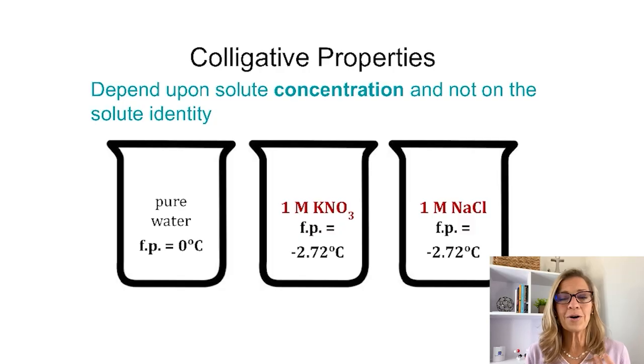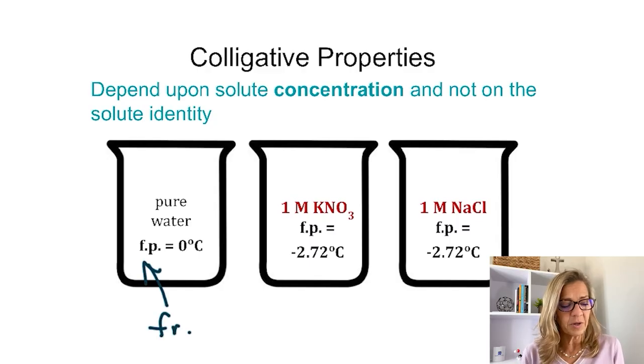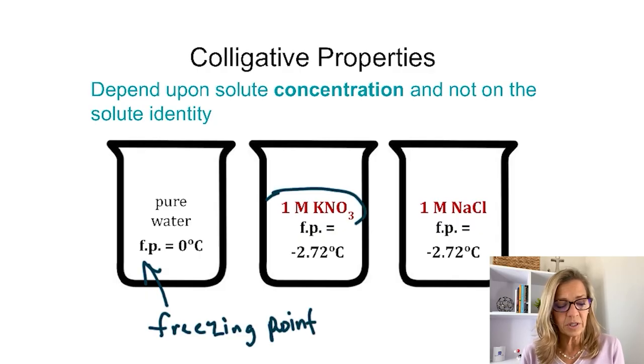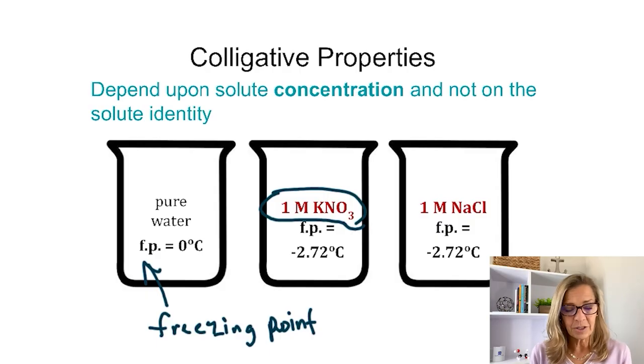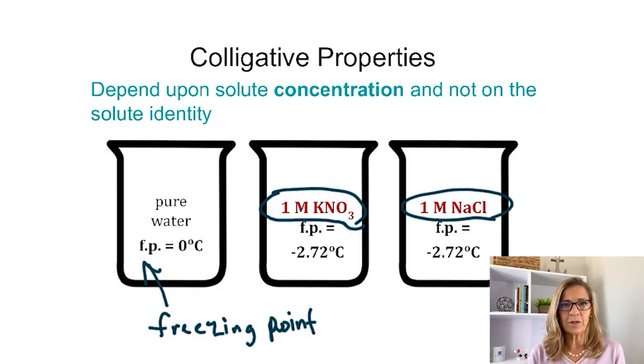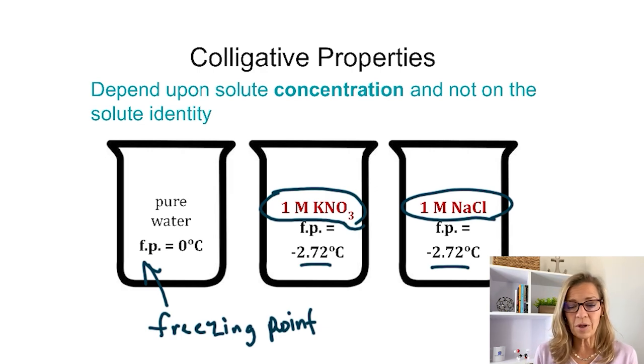Colligative properties are things that only depend on the concentration of a solution and not on the identity of that solute. So one example is freezing point, and this FP means freezing point. You know the freezing point of pure water would be 0 degrees Celsius. And if we added a solute, potassium nitrate, we would see a freezing point below that, below 0. Interestingly, if we took a different solute but the same concentration, we would get the same freezing point. So this is what we call a colligative property.